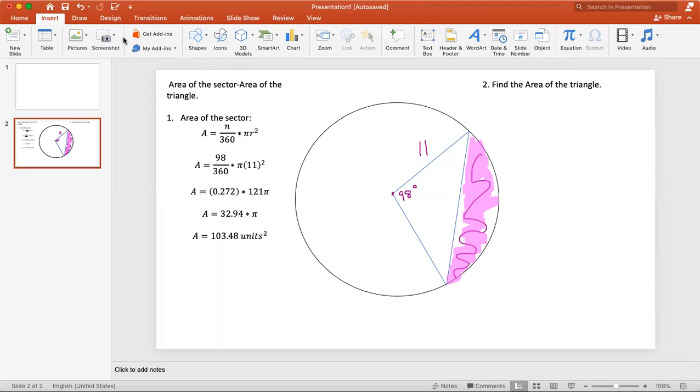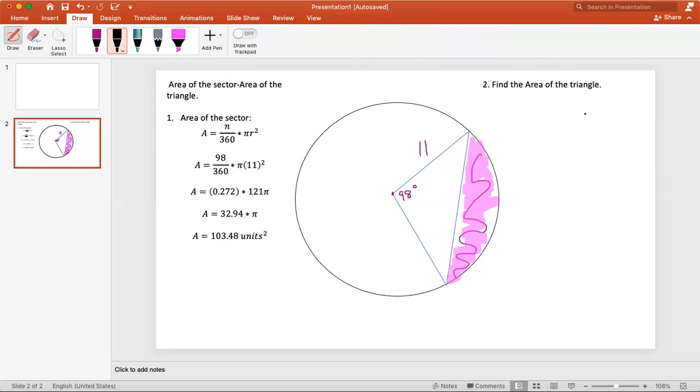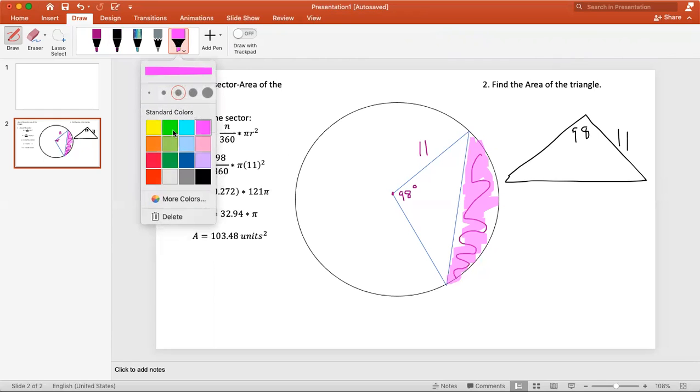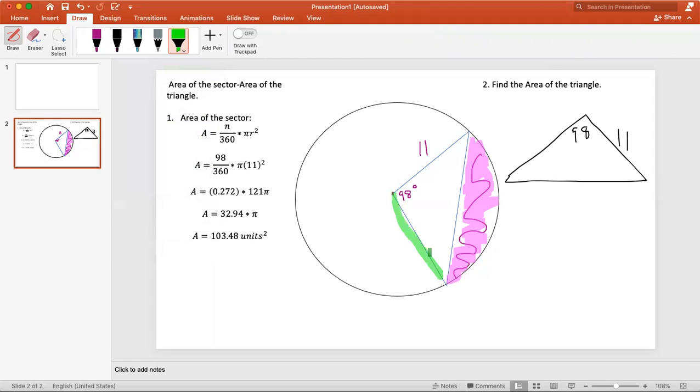I'm going to need to do this with line segments because they only allow me to do acute and right triangles here. So I'm just going to redraw this at this point. This is 98, sorry. And I know that this side length right here is 11, but I also know that this side length right here, which I'm going to highlight in green, is also 11. This side is the radius of the circle, while this side is also the radius of the circle, and no radii are different, so this must also be 11. Which makes this triangle an isosceles triangle.